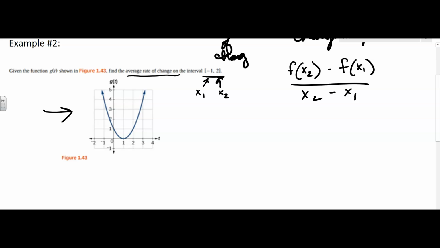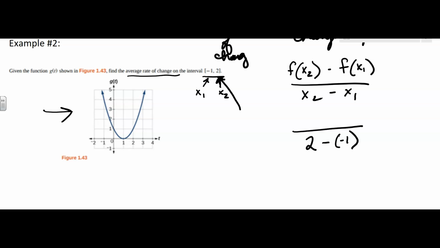All right, so we're going to have, let's do the denominator first. Our x sub 2 is 2. So right here where I was pointing before, 2. Minus, and then our x sub 1 is -1. So it's going to look like that, 2 minus -1. That'll be in the denominator.